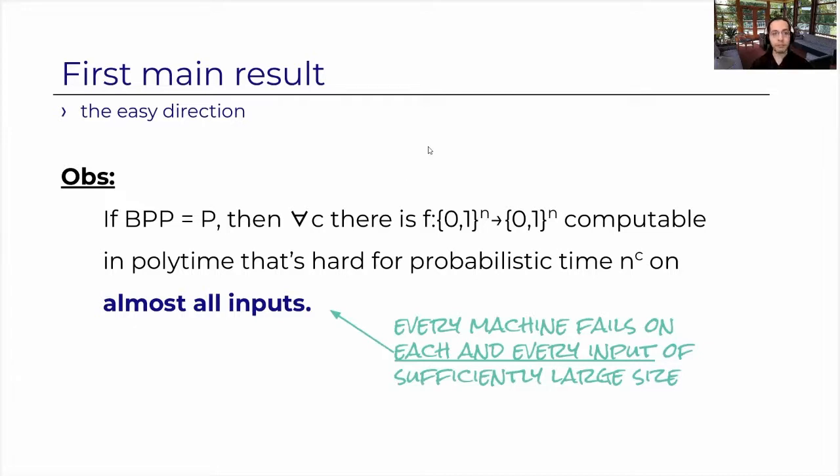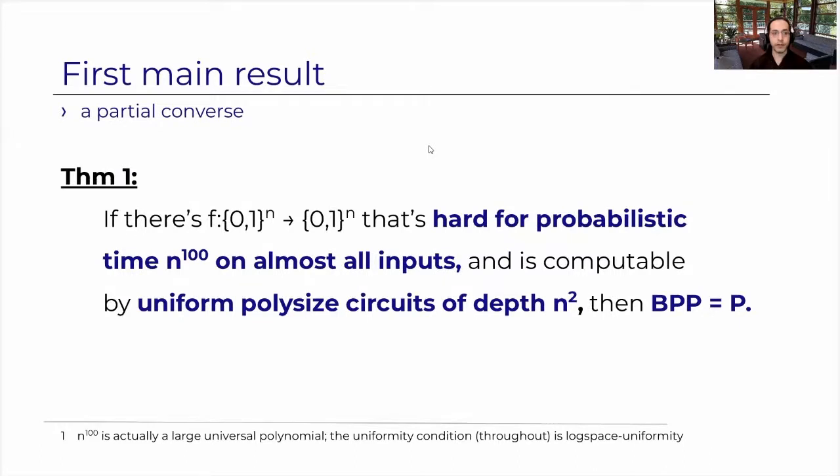And the main result is a partial converse. If there exists a function with multiple output bits that is hard for probabilistic time n to the 100 on almost all inputs, just like we said now, and in addition, this is the additional constraint, it is computable by circuits of medium depth. The hard function is computable by log space uniform circuits of polynomial size and depth, say n squared, then BPP equals P. Again, in the promise problem version, stronger version.